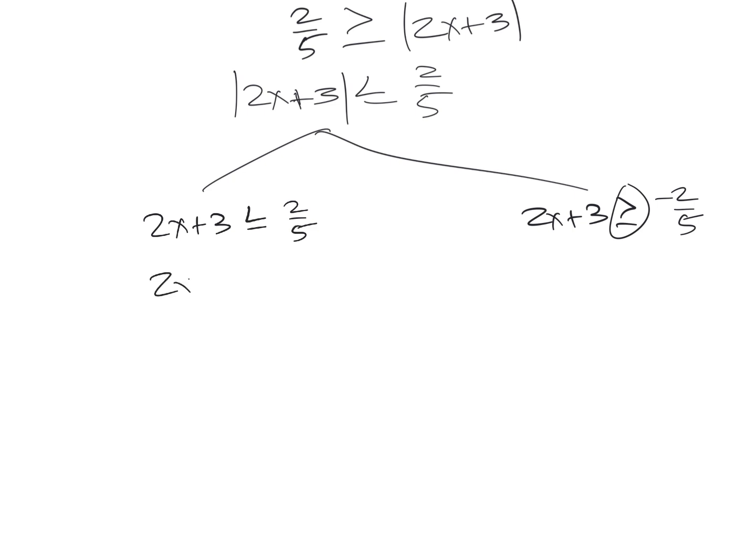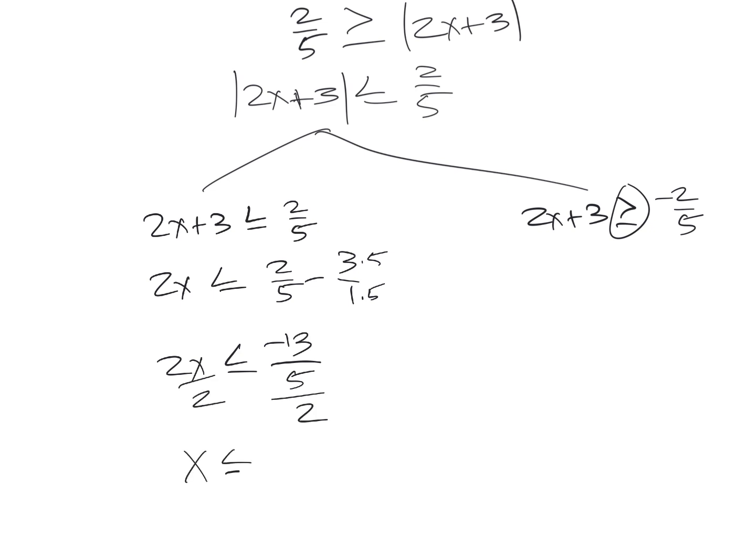Subtract 3. So 2/5 minus 3 over 1, multiplied by 5 to get a common denominator. So 2 minus 15 is negative 13 over 5. And divide off the 2. Fraction inside of a fraction. You get negative 13/5 times the reciprocal of the denominator, which is negative 13 over 10.